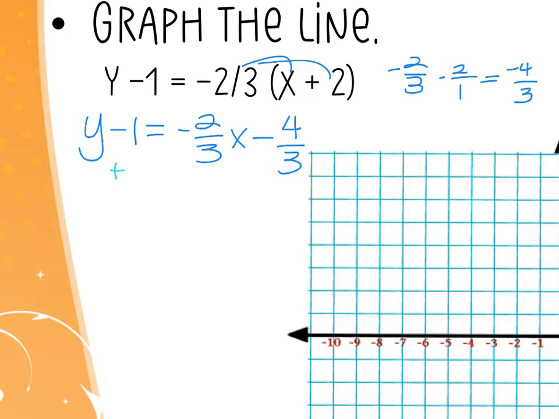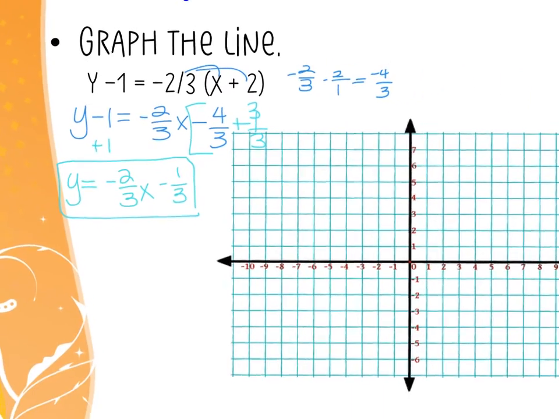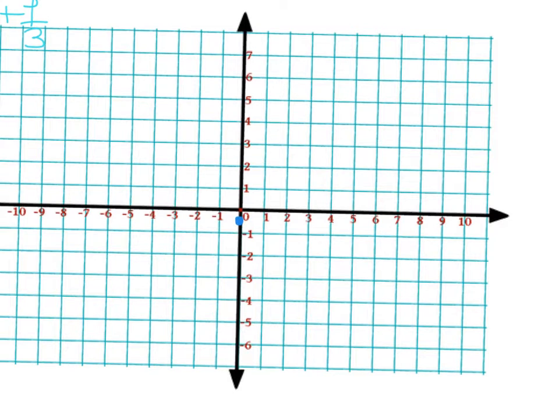And then add the 1, and I get y equals negative 2/3 x. Negative 4/3 plus 1 becomes 3 over 3, so they both have the same denominator. And this is a minus 1/3. So when I graph this, negative 1/3 is going to be approximately right there. I don't expect you to measure the line and find 1/3 of it. And then your slope is negative 2 over 3. So I'd go down 2 and to the right 3. I'm going to do it again, down 2 and to the right 3.